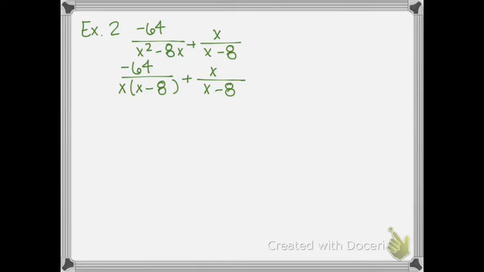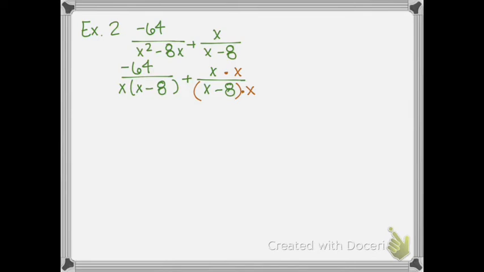Okay, so now that we have that denominator factored, we're going to multiply by what's missing to get common denominators. If you look at the second expression, it's missing an x. The first denominator has an x and an x minus 8. The second one is missing an x. So I'm going to multiply the numerator and denominator of that second expression by x. Again, to show that I'm multiplying, I'm going to make sure to put parentheses around that x minus 8.